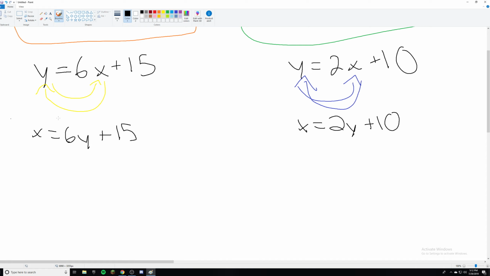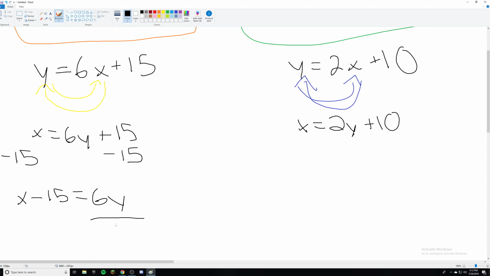This is not the inverse. I repeat, this is not the inverse equation of this. There's still one more thing you have to do. You must isolate the y, which you should know how to do. It's very simple. All you do is subtract 15 from both sides, leaving you with x minus 15 equals 6y.